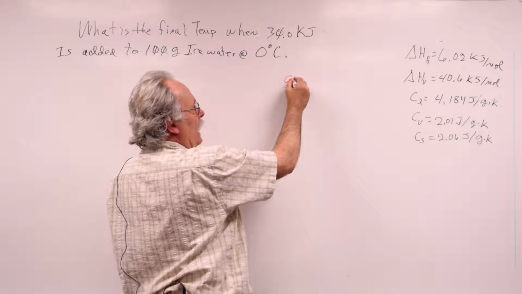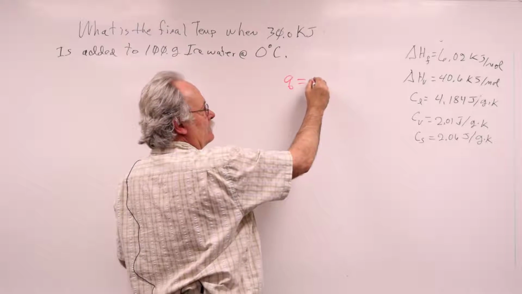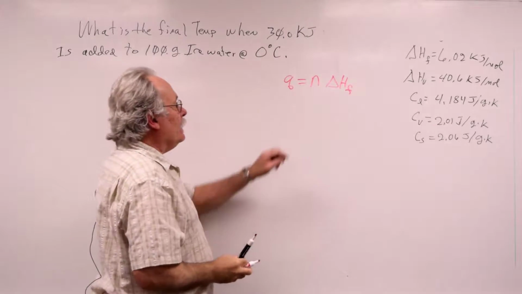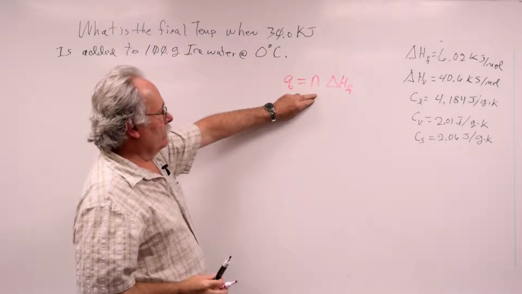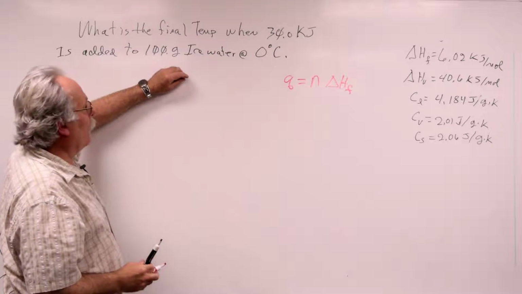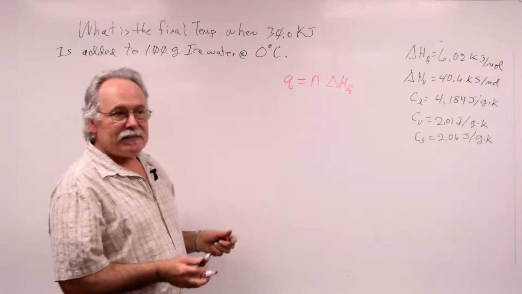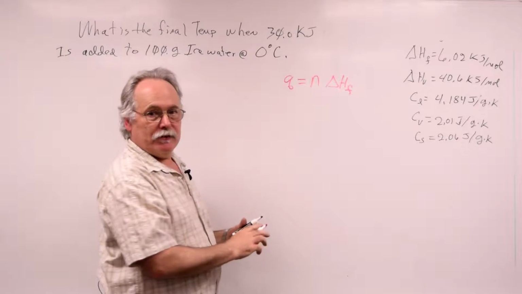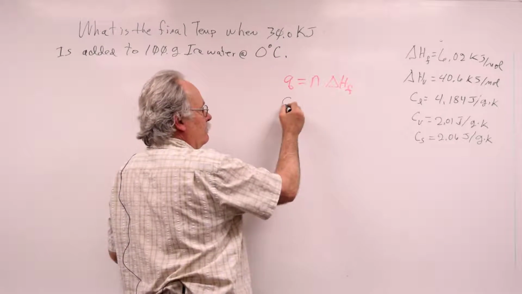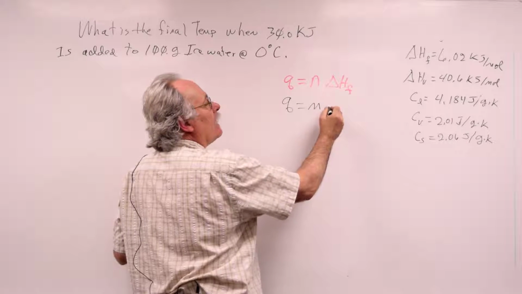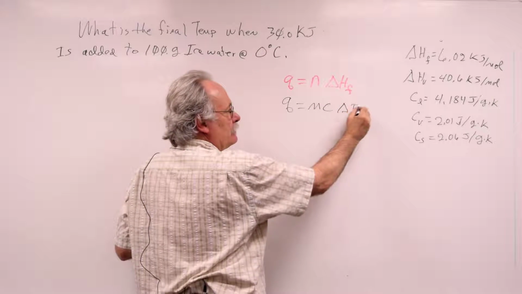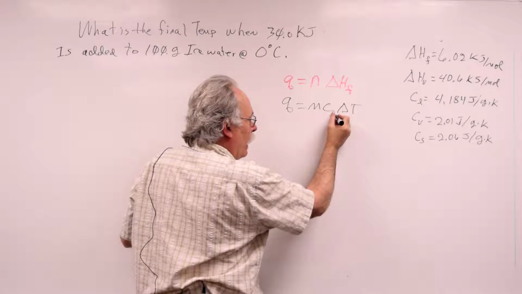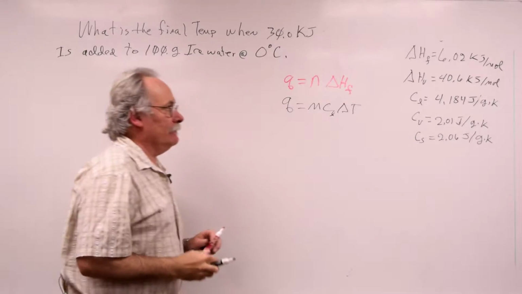So the heat added to the ice would be equal to the number of moles times the enthalpy of fusion, okay? Now, if I added enough energy to melt the 100 gram of water, and I still have excess energy, I can take that melted water and raise its temperature. So now the heat is equal to the mass times the specific heat capacity times the temperature change. And since I'm raising the liquid water, I will use the specific heat capacity of liquid water.